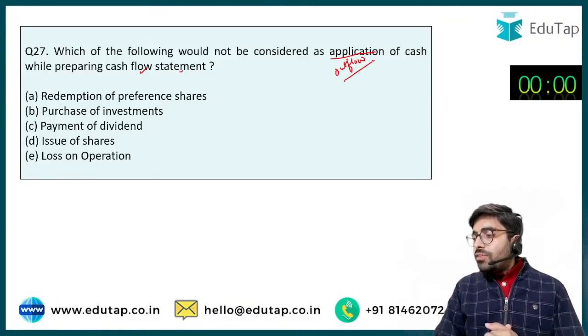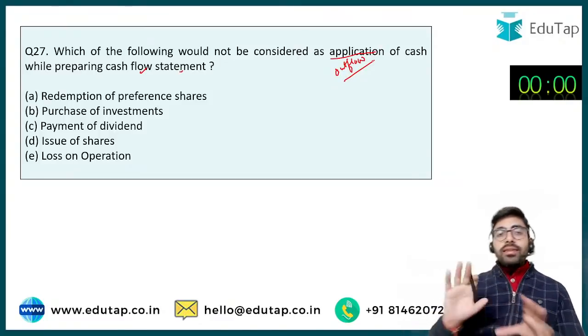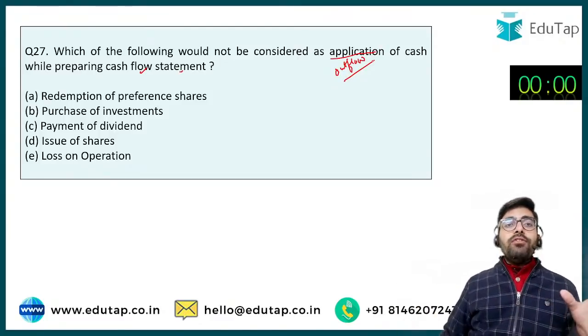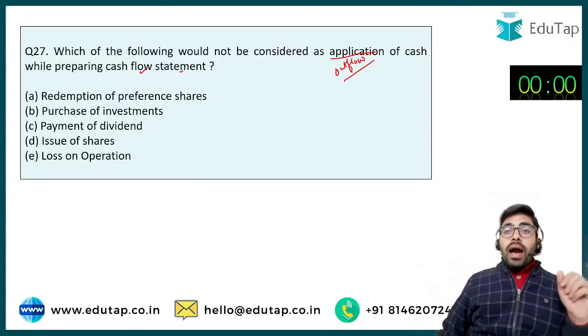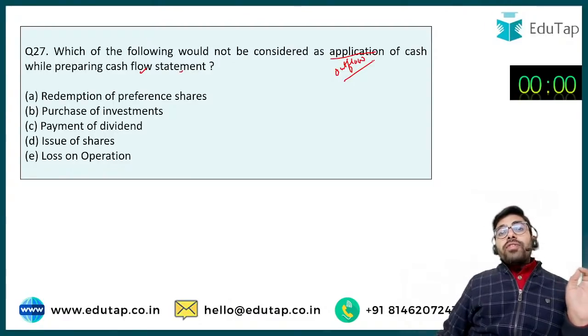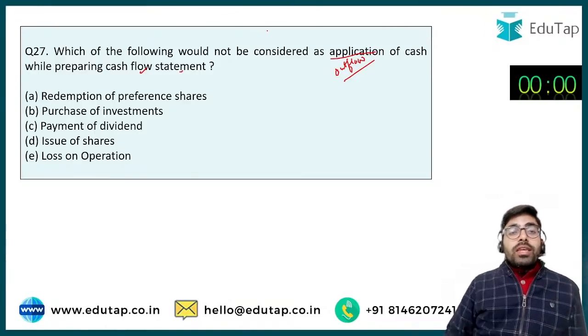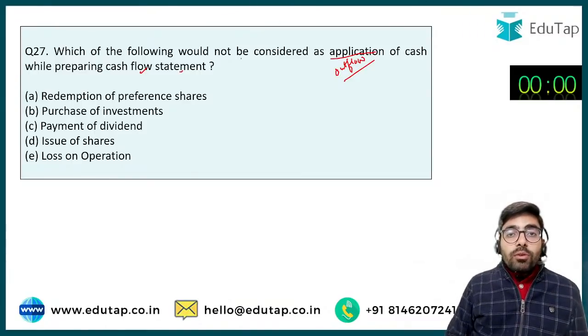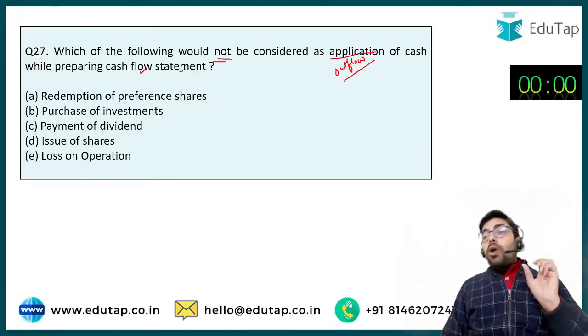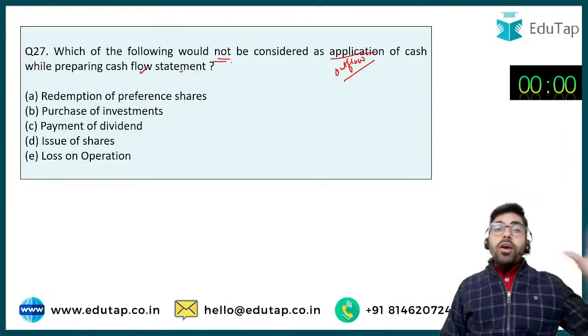I'm getting the answer as option number D and E. So there is a confusion between D and E. You have to tell which of these is not an outflow of the cash. There is this 'not' word in this particular question. Okay, so just be careful about the words which are there in the question. Sometimes the 'not' word can be there. So you have to tell which one is not an outflow. Again, there is a confusion between D and E.